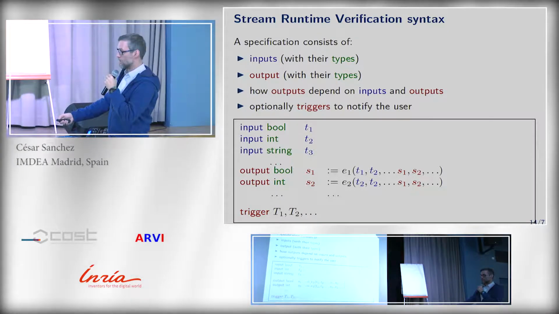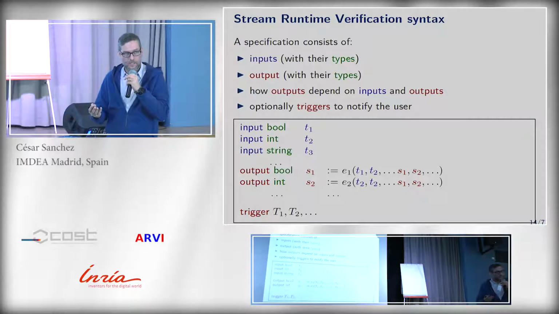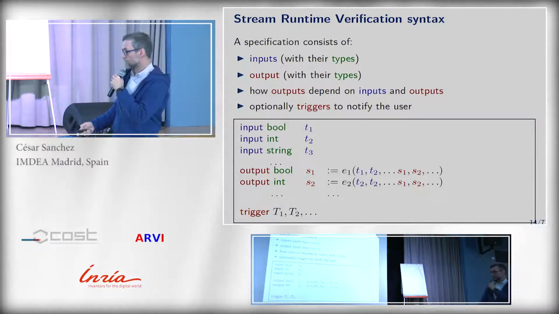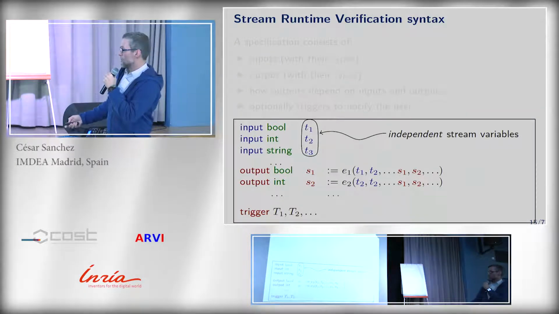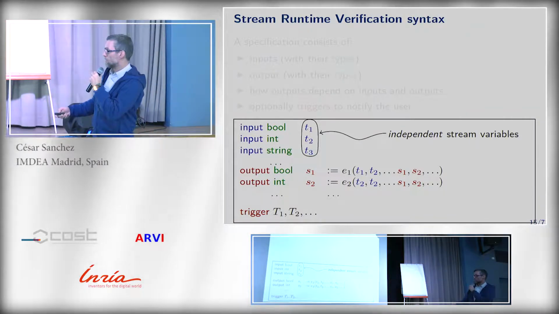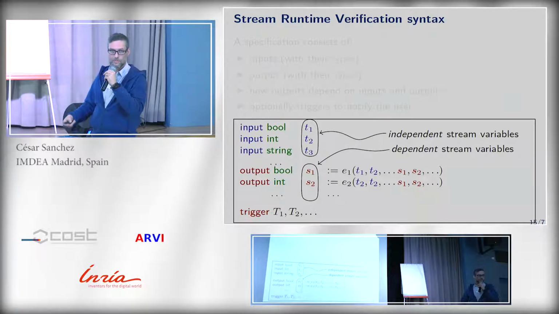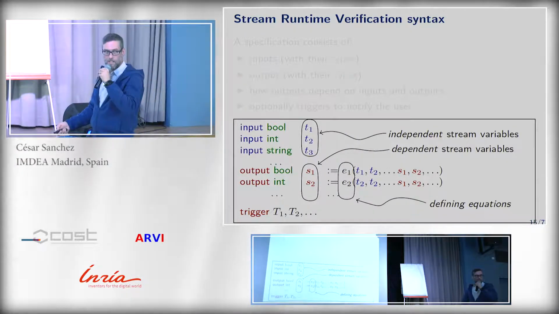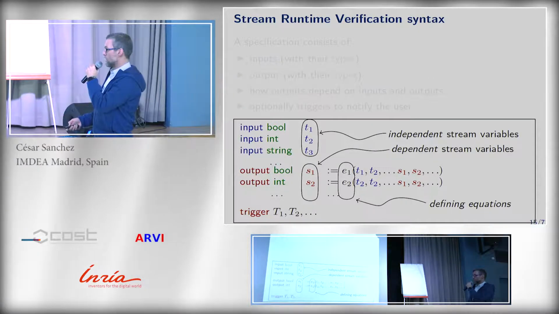And of course, you have triggers because your idea is that you report things to the user. So for example, when a violation is detected, you report it to the user. So this is called independent stream variables. This is called dependent stream variables, which are the outputs and internal streams that you compute. And these are the defining equations of the dependent stream variables.